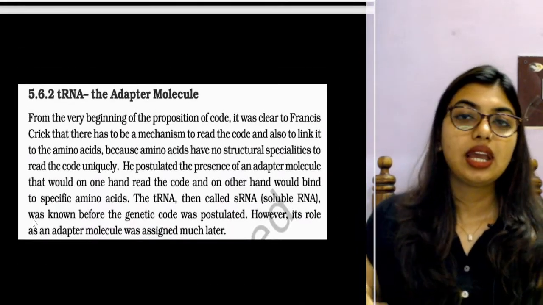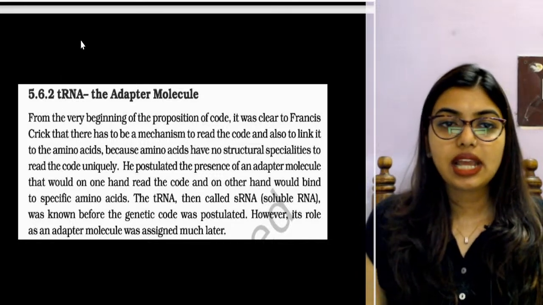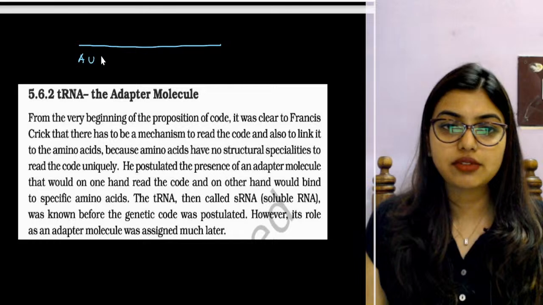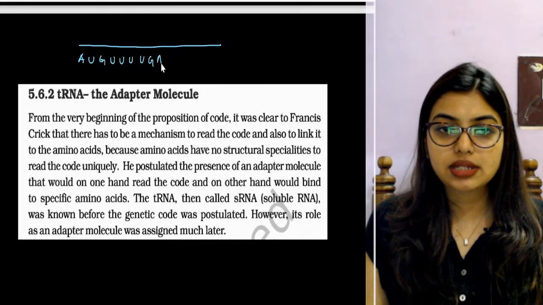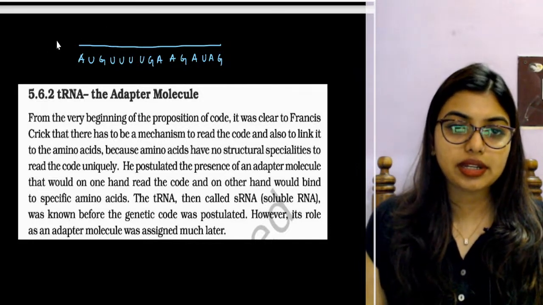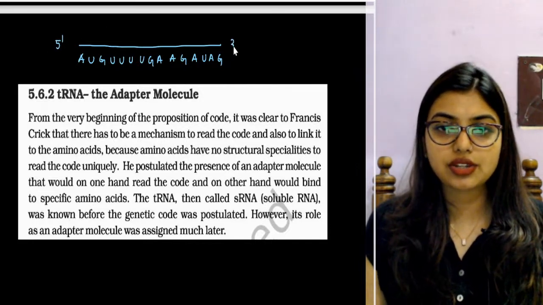Now, I told you that this mRNA has codons. Yes or no? I wish I could copy paste, students. So many times I have to write the same thing, but I cannot copy paste. Sad reality. Okay, this is my mRNA. Let's say this is from 5' to 3'.